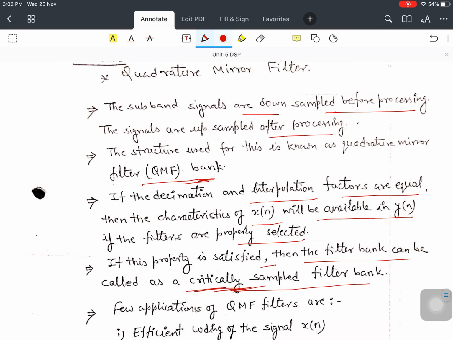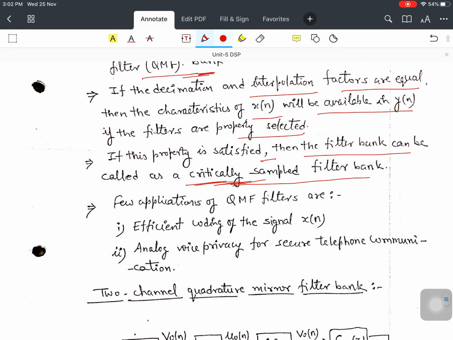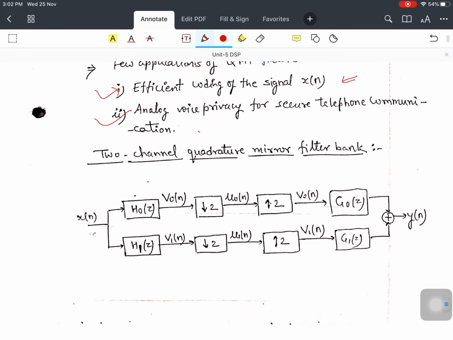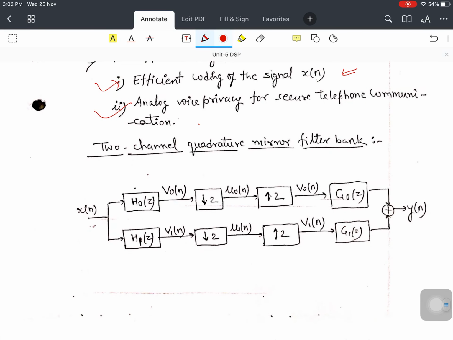Now, a few applications regarding this quadrature mirror filter: efficient coding of the signal x n, and analog voice privacy for secure telephone communication. So, for security we can use this quadrature mirror filter, and for efficient coding we also use this quadrature mirror filter. Here I designed a 2 channel quadrature mirror filter bank.